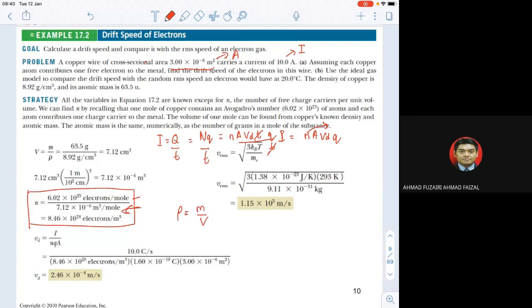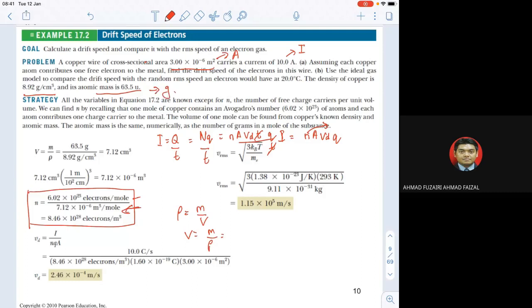Rho is equivalent to mass per unit volume, but we want to know what is the volume. So volume is equivalent to mass over rho. And if you notice in the question, the density of copper is 8.92 gram per centimeter cube, and its atomic mass is 63.5 U. All right, so we can convert it to gram.